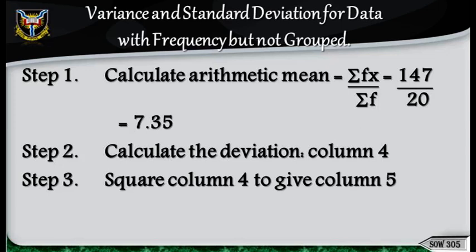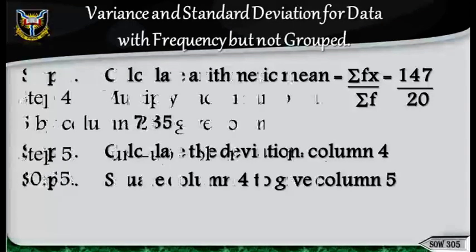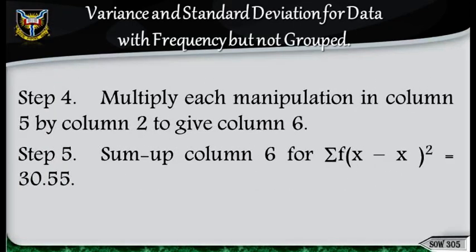Step 2. Calculate the deviation, column 4. Step 3. Square column 4 to give column 5. Step 4. Multiply each value in column 5 by column 2 to give column 6. Step 5. Sum up column 6 for the sum of f times (x minus x bar) squared, which is equal to 30.55.